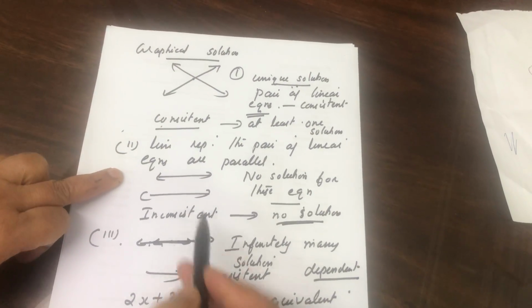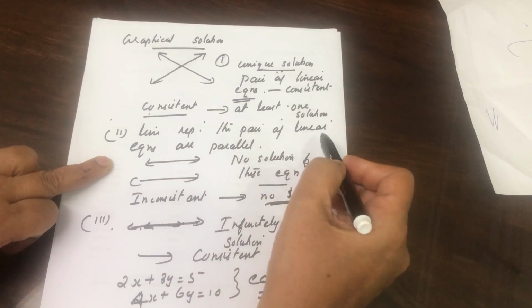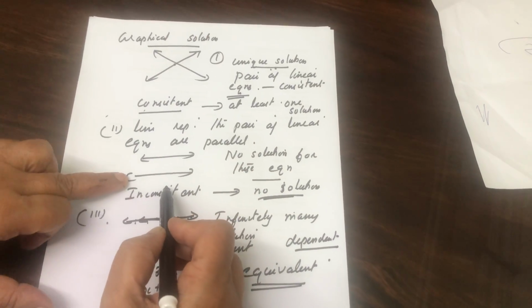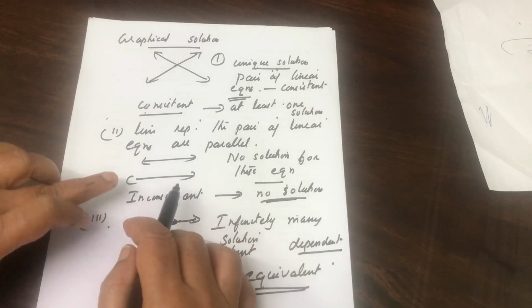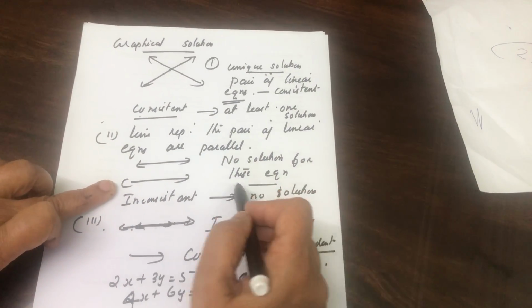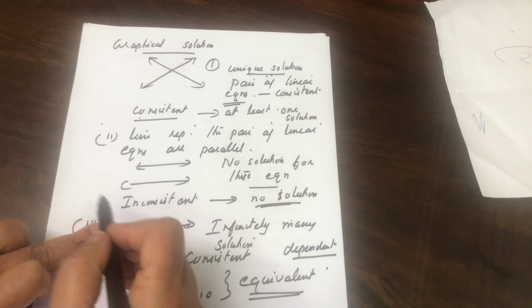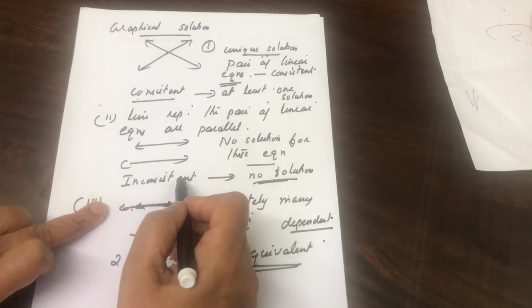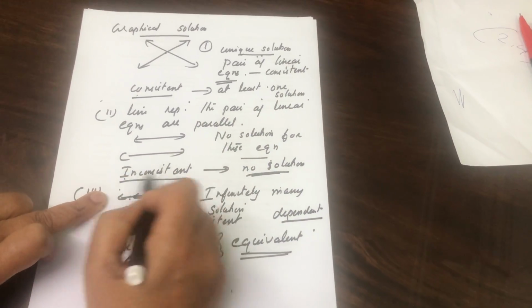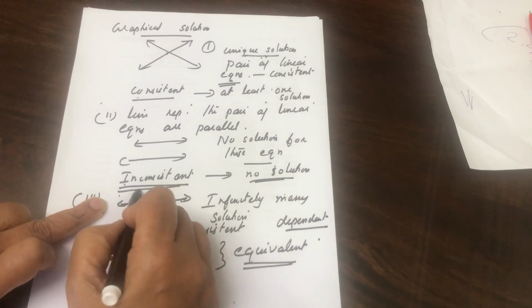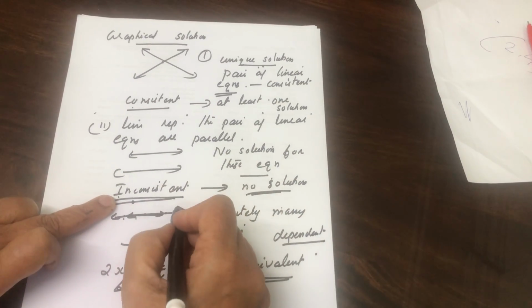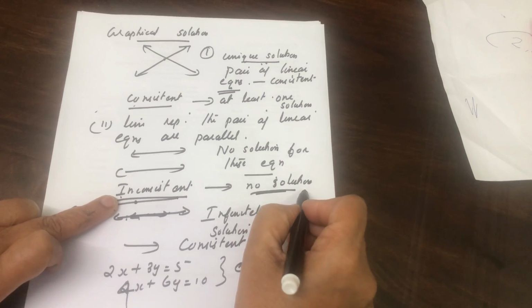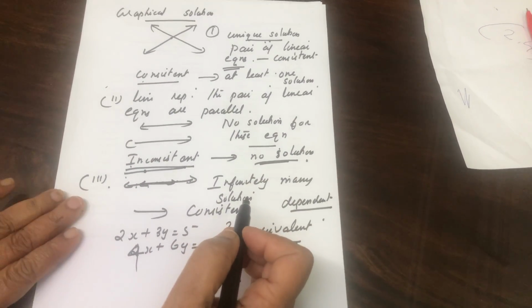The next one, the lines representing the pair of linear equations are parallel. Then these lines will not intersect. Therefore, there is no solution for this equation. Then this pair of linear equations is said to be inconsistent. Inconsistent means the two equations have no solution, no common solution.